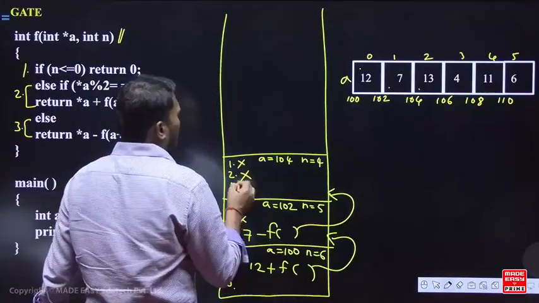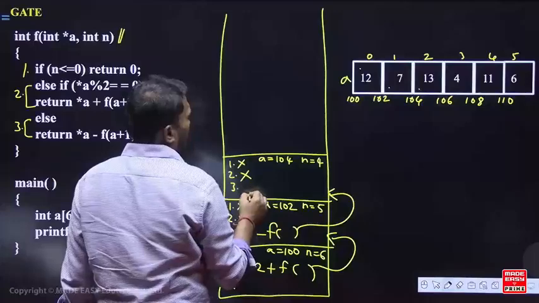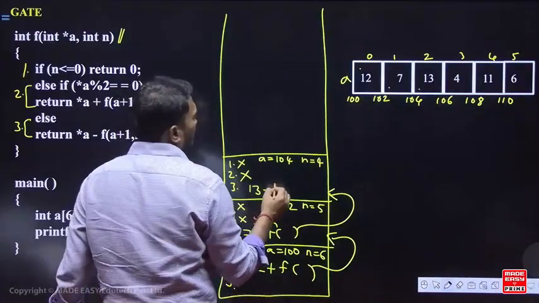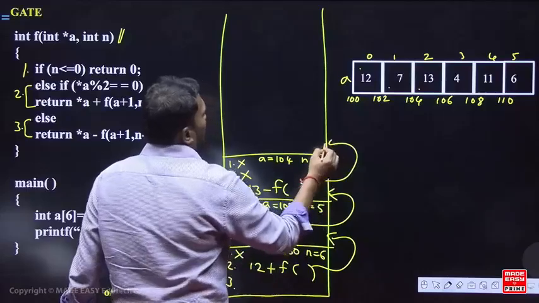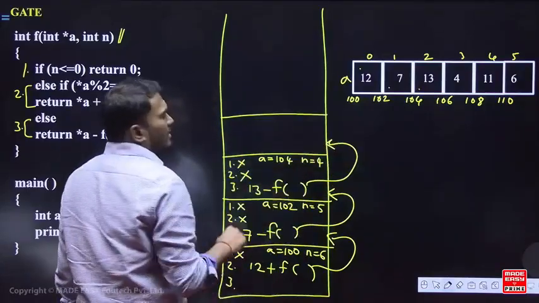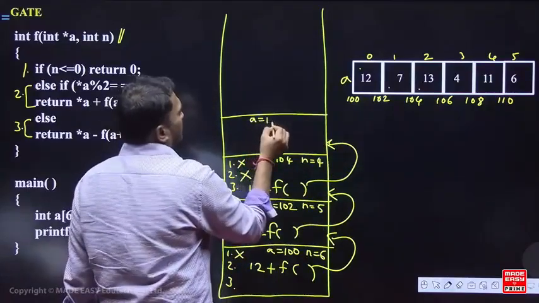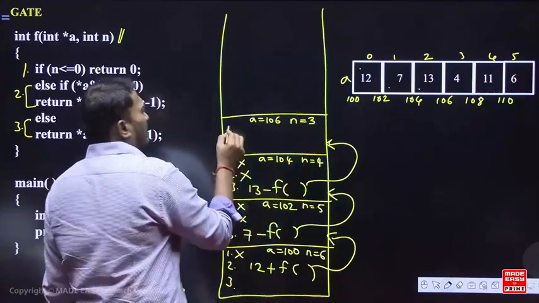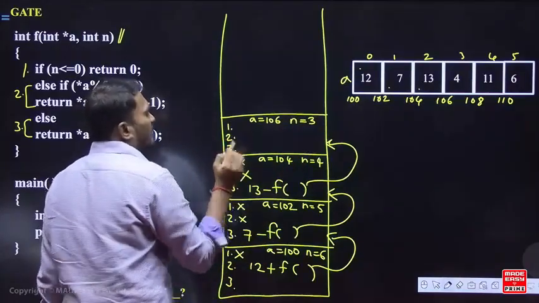Now third statement, you execute star a. Star a, value at the location 104, so 13 minus f of a plus 1 comma n minus 1. So you are recursively calling the same function. A plus 1, so a equal to 106, and n minus 1, the n value is 3. Now again you execute the 1, 2, 3 statements.